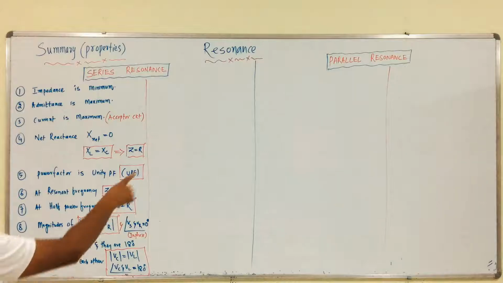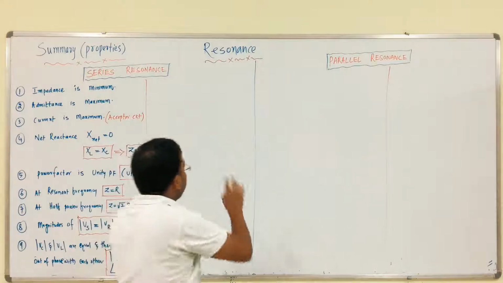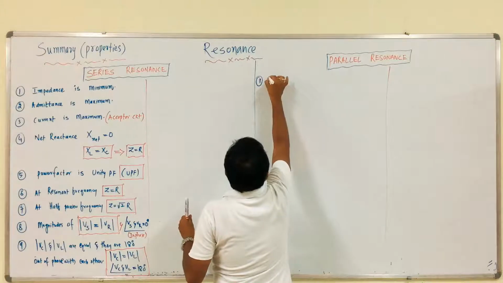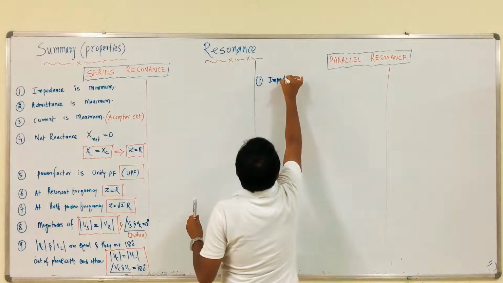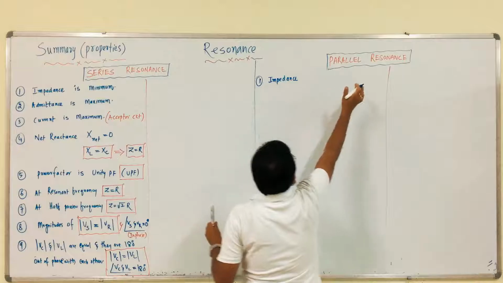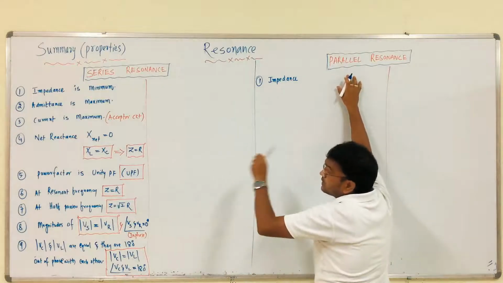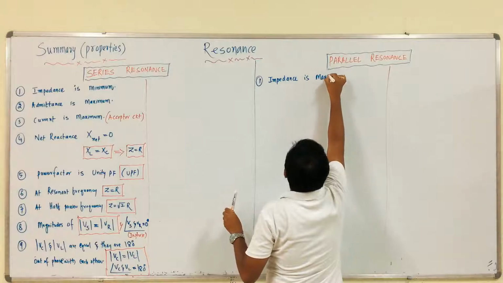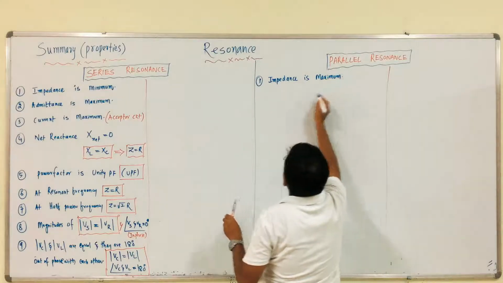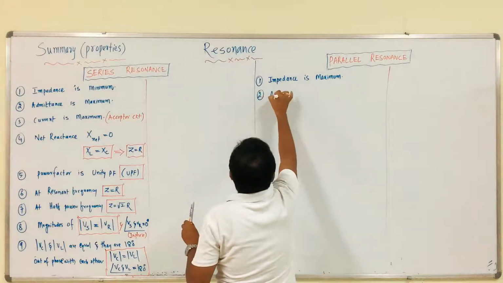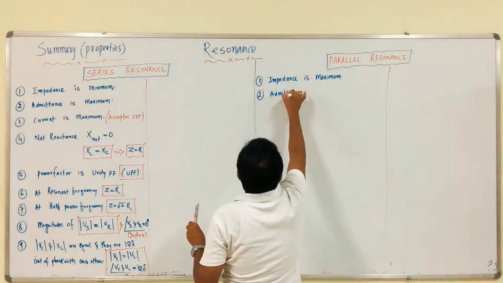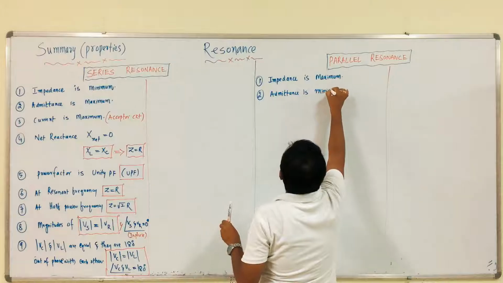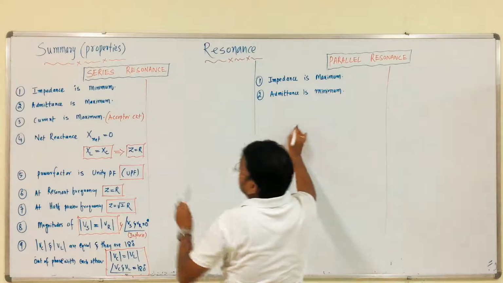Okay. First we have to complete up to this, for this also. Here what is the value of impedance? Here we are dealing with parallel resonance. Admittance is minimum, therefore impedance is maximum. Right? Second point, what about admittance? Admittance is minimum. Clear. Third point, current.